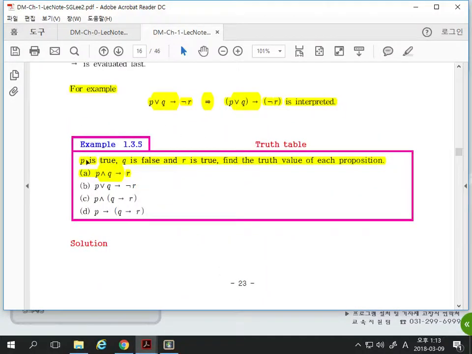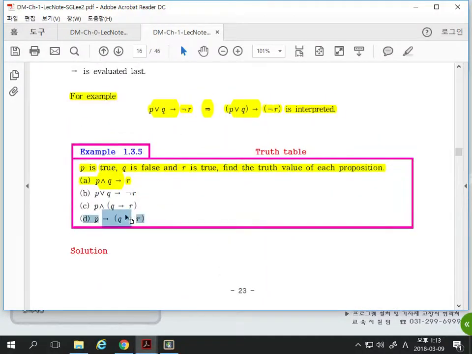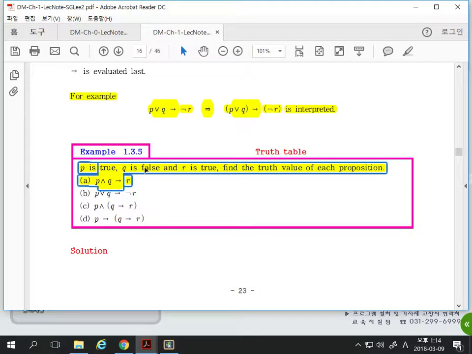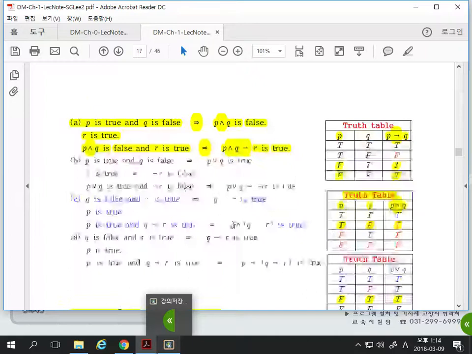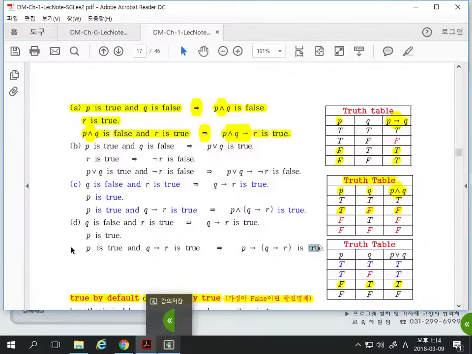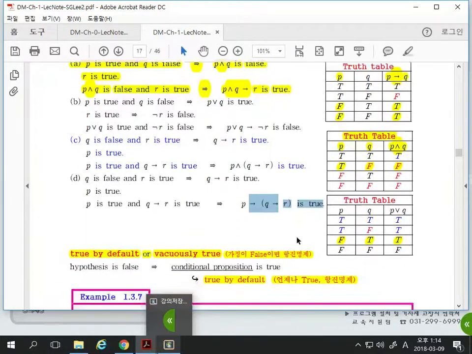Next, here, P is true, Q is false and R is true. Then Q implies R is a true statement, and P is a true statement. Then true implies true means true and true. So the truth value should be true, isn't it? P is true and Q implies R is true, so this is true. This all comes from the truth table that we have.